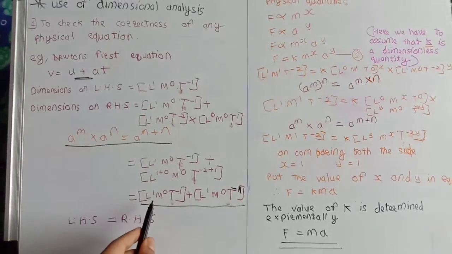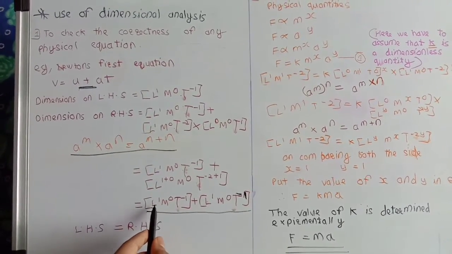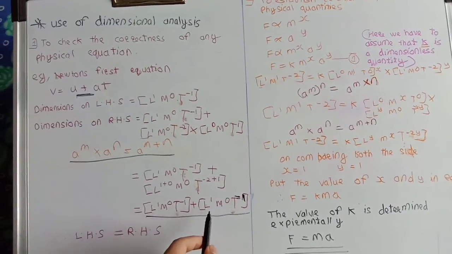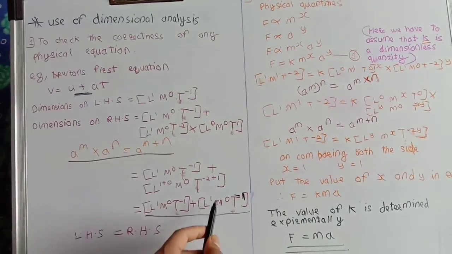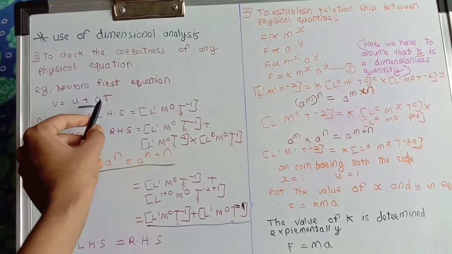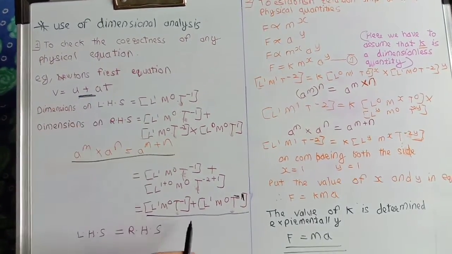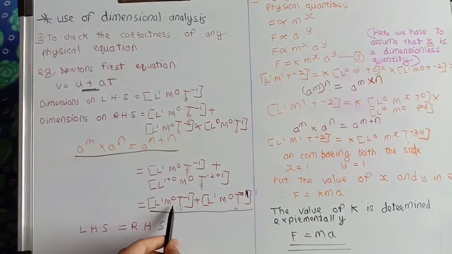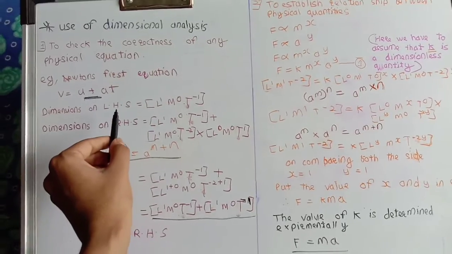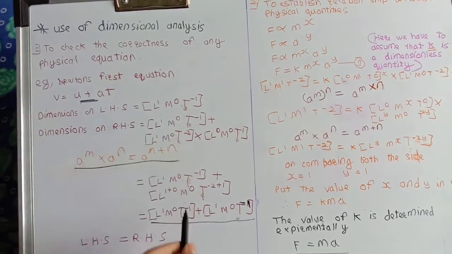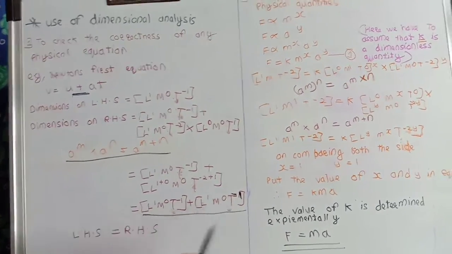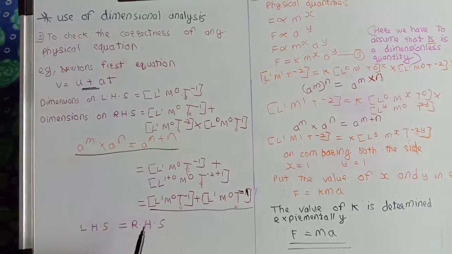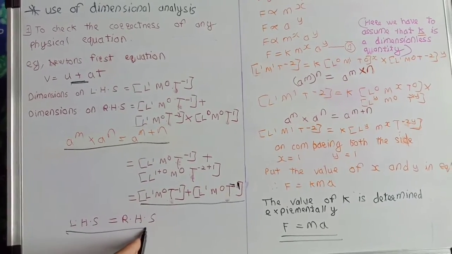We can't add these two because this is the dimensional formula for velocity and this is the dimensional formula obtained from the product of acceleration into time. So we can't add them. When we compare the dimensional formula of LHS with the dimensional formula of RHS, we can see that both are equal. So we can conclude that LHS is equal to RHS.